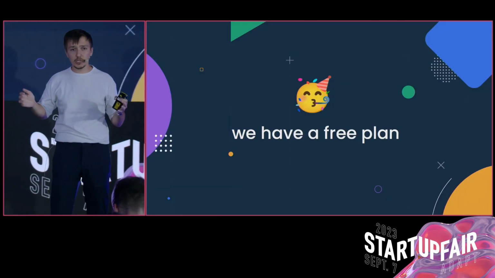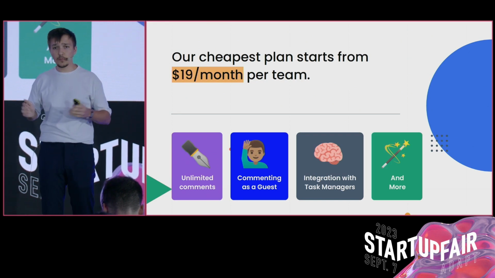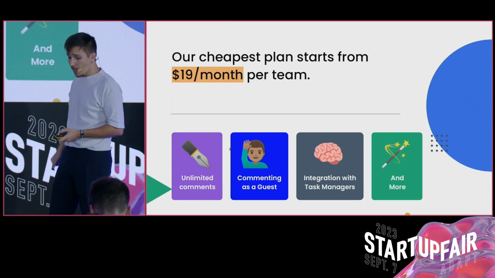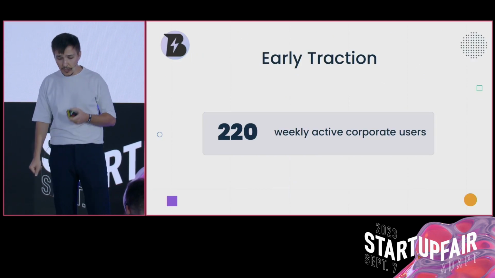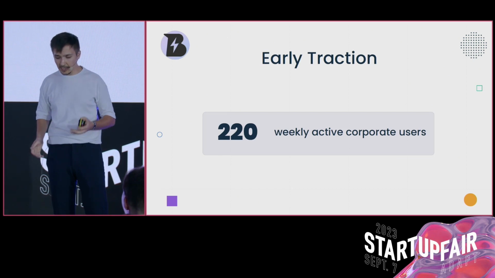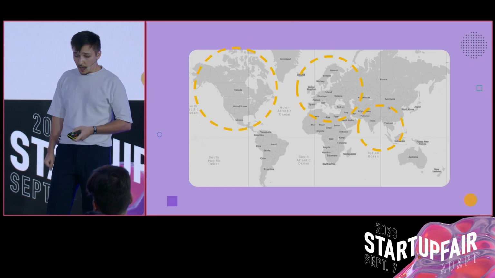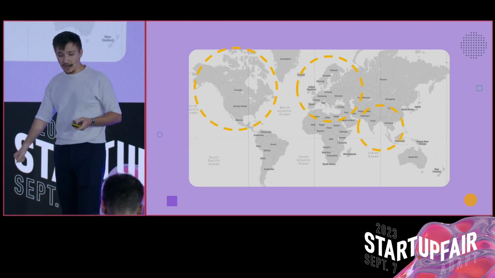Now, you probably wonder, how do we make money? Well, for starters, we have a free plan. But we also have a few premium plans where the cheapest one starts at $19 per month per team. And we launched our public beta a little bit more than 3 months ago. We currently have 220 weekly active corporate users, most of which we acquired organically. Most of them are located in European, North American, and South Asian markets.